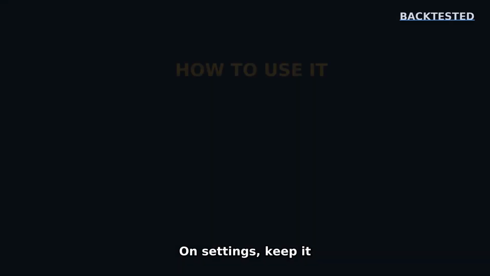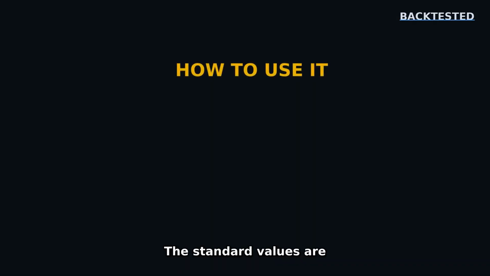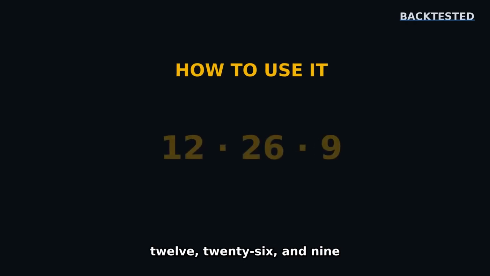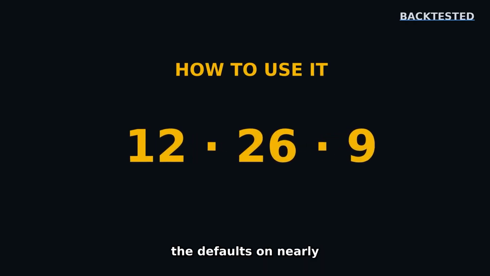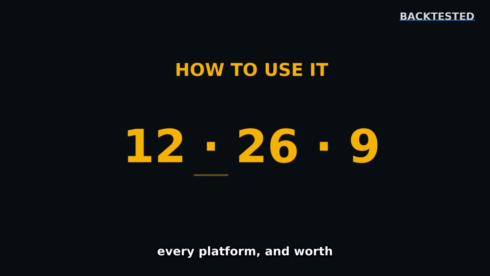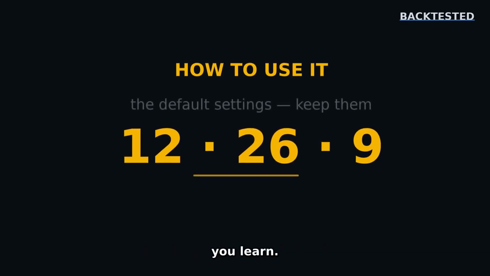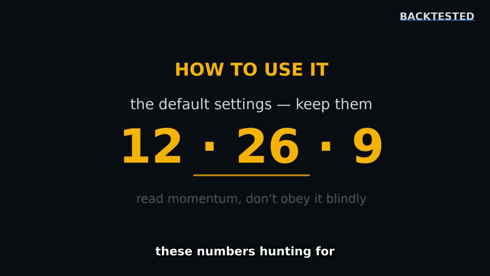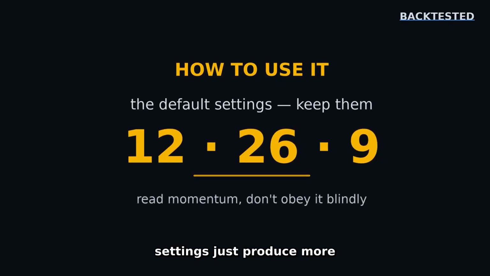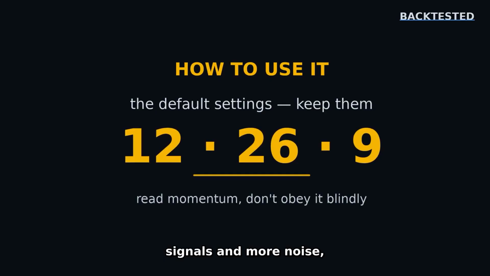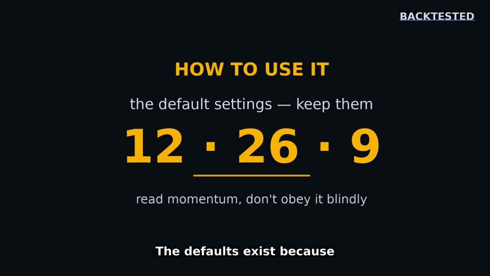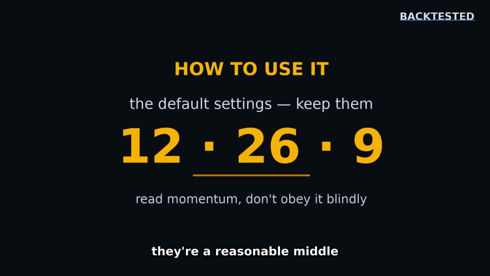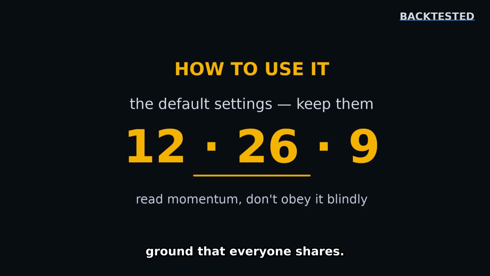On settings, keep it simple. The standard values are 12, 26, and 9, the defaults on nearly every platform and worth leaving alone, especially while you learn. People endlessly tinker with these numbers hunting for an edge, but faster settings just produce more signals and more noise, and slower ones lag even further behind. The defaults exist because they're a reasonable middle ground that everyone shares.